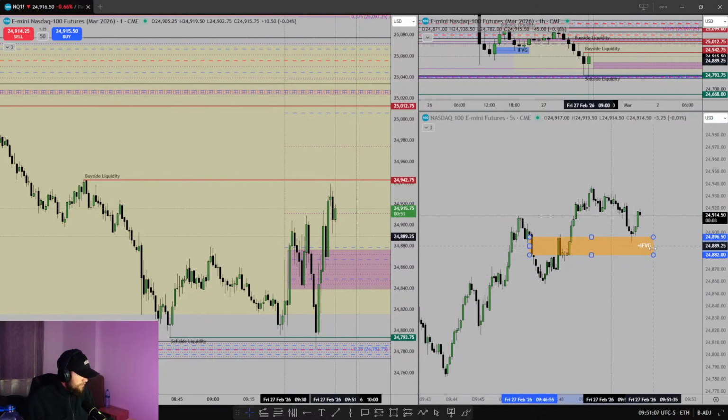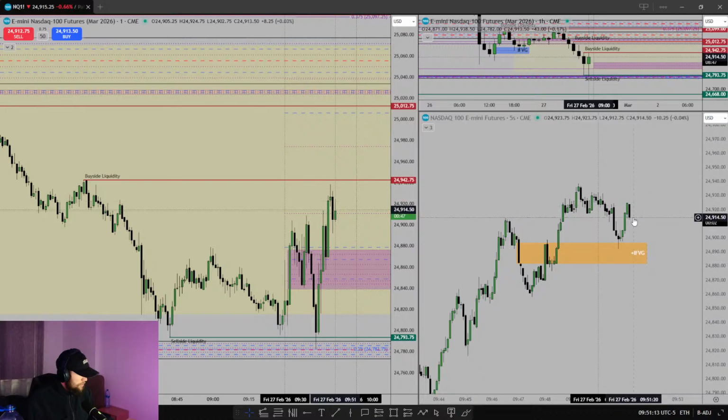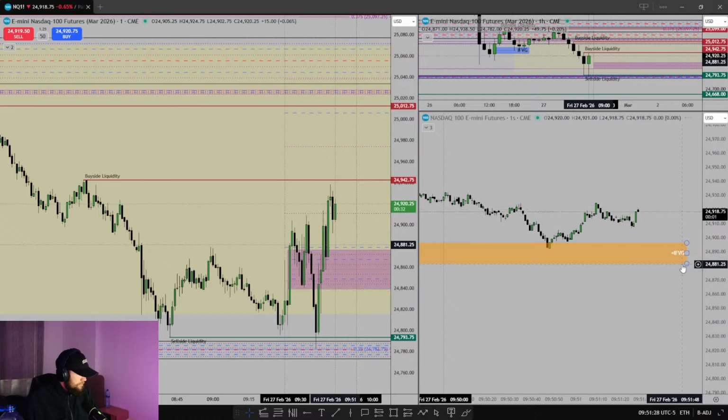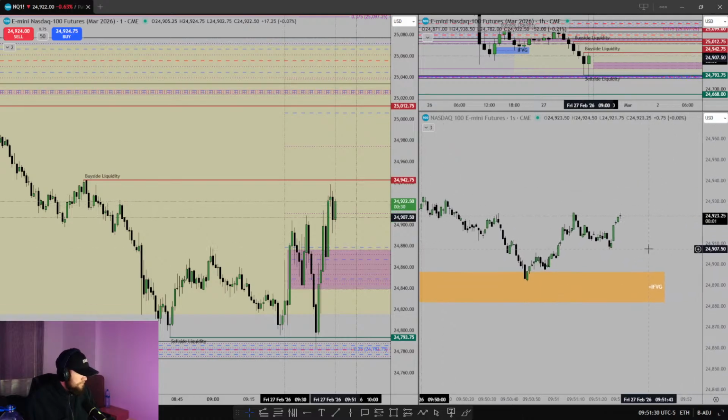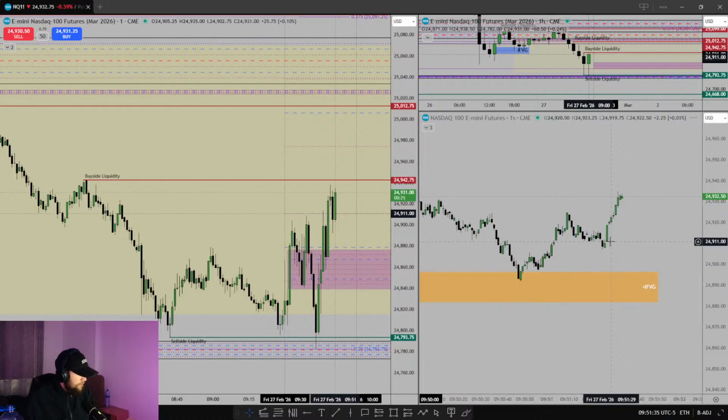All right, see how this inversion fair value gap lines up with the 1 minute order block here. 5 minute. I'm looking on the candles here. Yeah, so this one would have been the entry here.